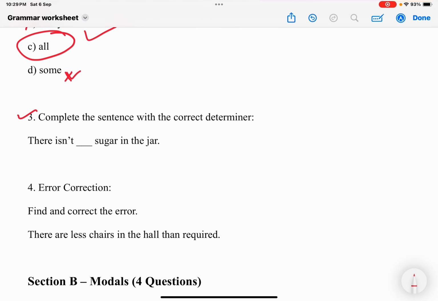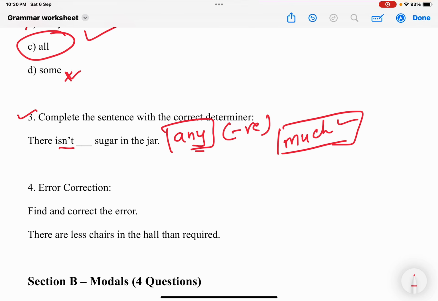There is not dash sugar in the jar. So there is not any sugar in the jar, because we use any in negative sentences. So here it is a negative sentence, there is not. Apart from that, we can use much also, but the meaning would change. If we say there is not any sugar in the jar, this means that there is no sugar at all. But if we say there is not much sugar in the jar, this means that a little sugar is there, but it is not enough, right? So both are correct, any or much.